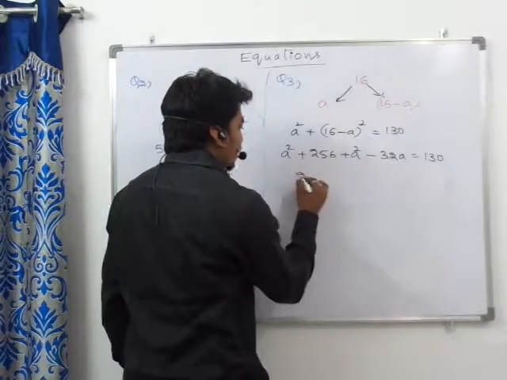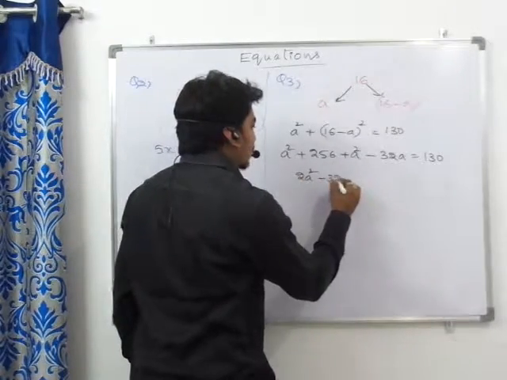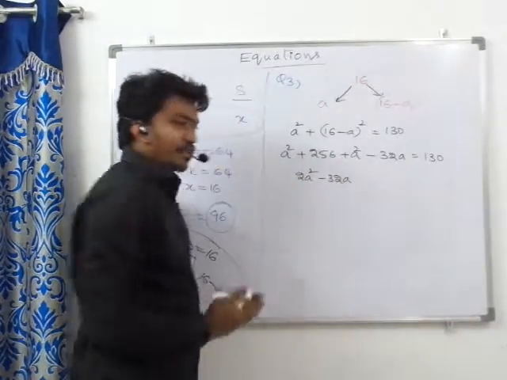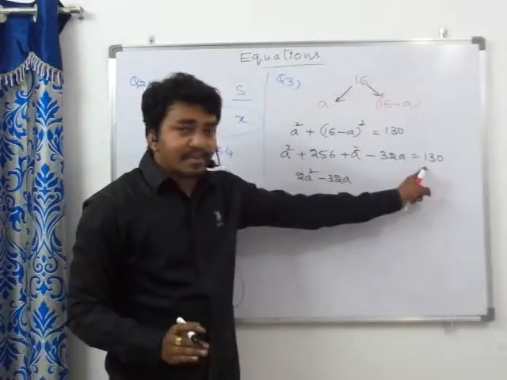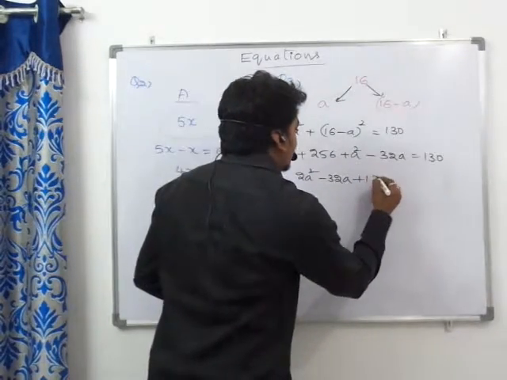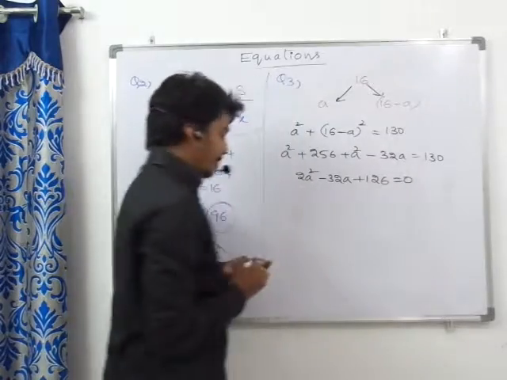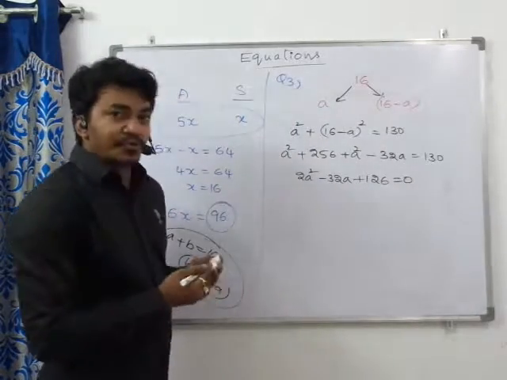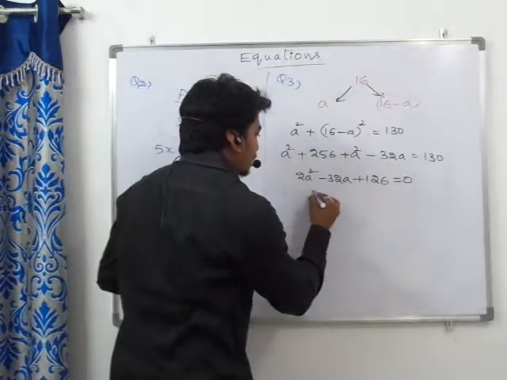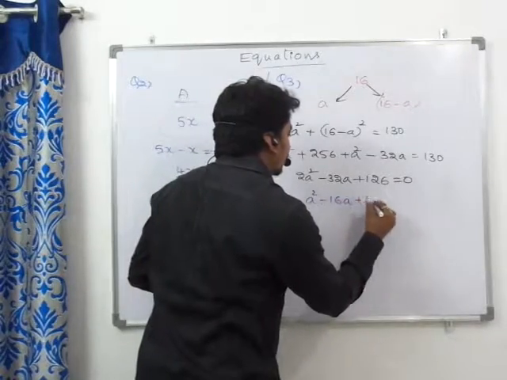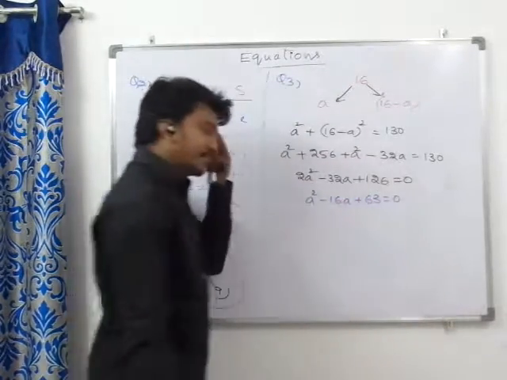A square plus A square is 2A square. This is minus 32A. If you take 130 to this side, what is 256 minus 130? This is plus 126 is equal to 0. Now let us divide by 2. If we divide by 2, A square minus 16A plus 63 is equal to 0.